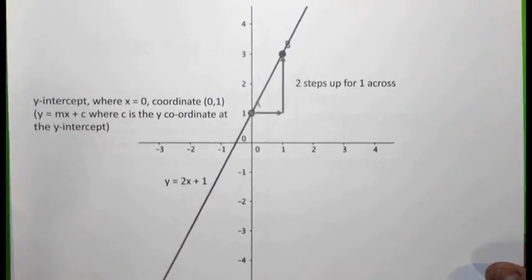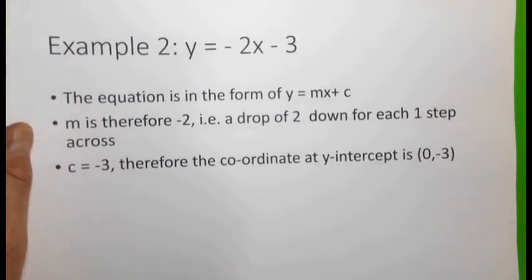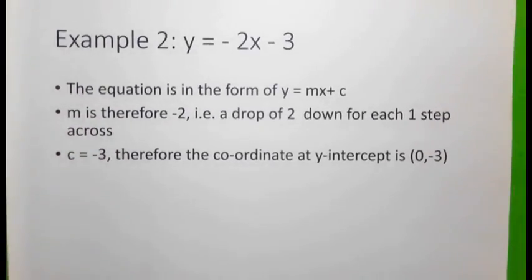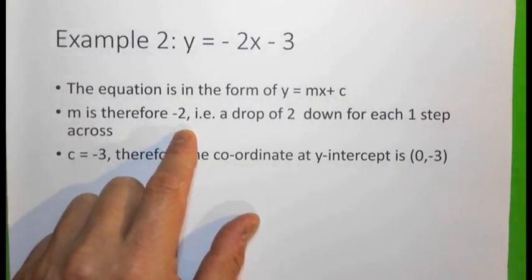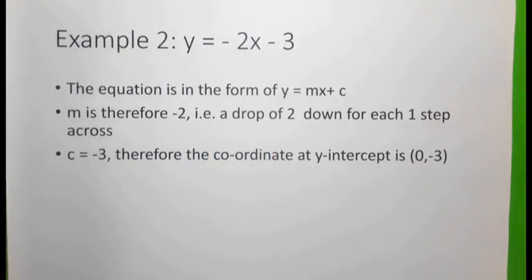Now, let's have a look at another example. y equals minus 2x minus 3. This time, the gradient is minus 2. Therefore, it's a drop of 2 down for each 1 step across. c is minus 3. Therefore, the coordinate at the y-intercept is (0, minus 3).